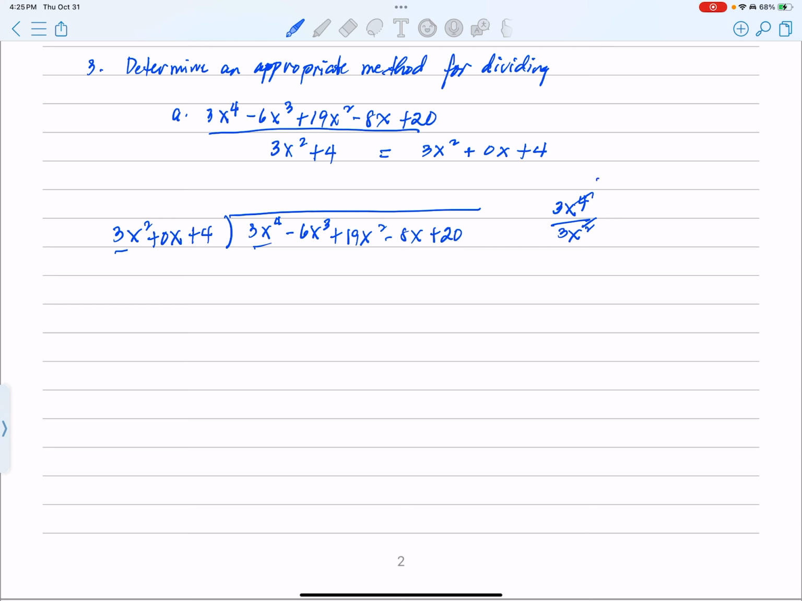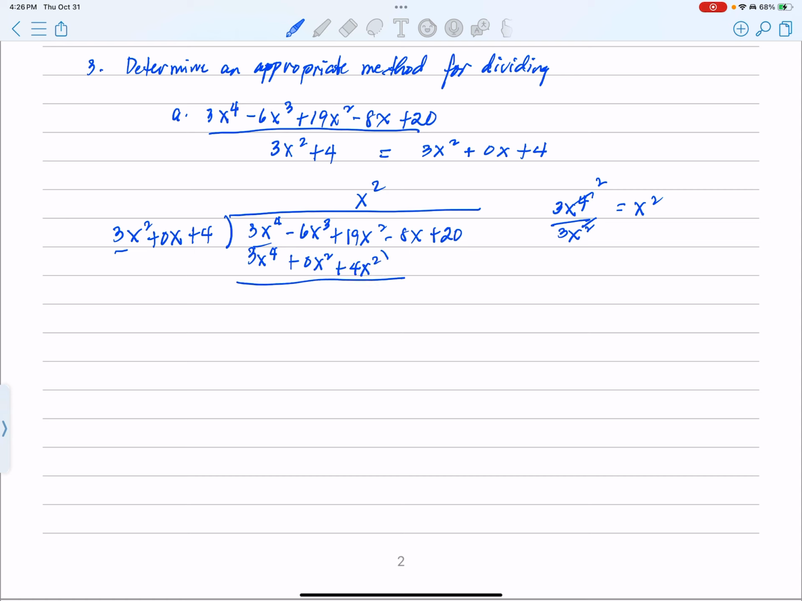So what we have is x squared. Where is the x squared here? 19x squared, that is where you write your answer, at the top where the x squared is located. It should not be at the top of 3x to the fourth. That's not the way it should be. So 3x squared times x squared, that would be 3x to the fourth. x squared times 0, that would be 0x cubed. x squared times 4, that is 4x squared.